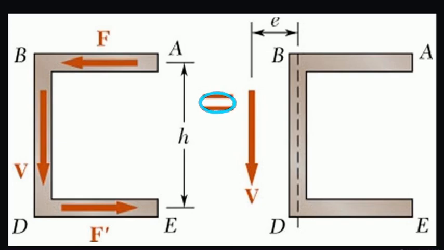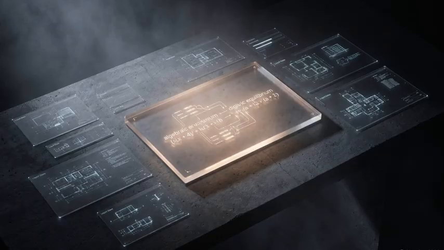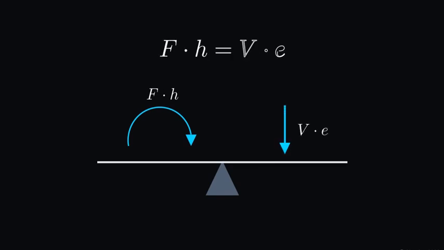To neutralize that internal twisting, we must physically offset the external downward load, V, to the left by a specific distance, E. This creates an opposing external torque. The math to balance the system relies on a strict equilibrium equation. The internal torque, which is the flange force F multiplied by the web height H, must exactly equal the external torque, the vertical load V, multiplied by our eccentricity distance E.